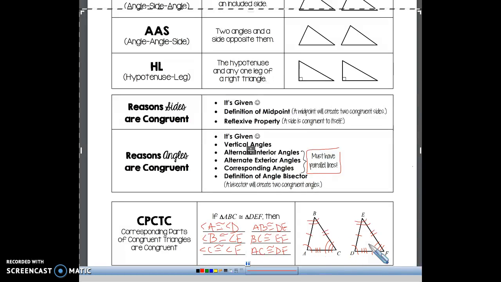So all of these things that we need to know for proving triangles congruent, we need to know our 5 conjectures: side, side, side; side, angle, side; angle, side, angle; angle, angle, side; and hypotenuse leg. We need to know some reasons that our sides might be congruent or reasons that our angles are congruent. We've talked about all of these in proving things before. And then the last new thing is the CPCTC, corresponding parts of congruent triangles are congruent. Again, if I know my triangles are congruent, I know that all 6 corresponding parts are congruent to each other.